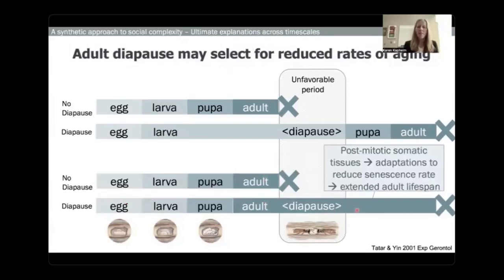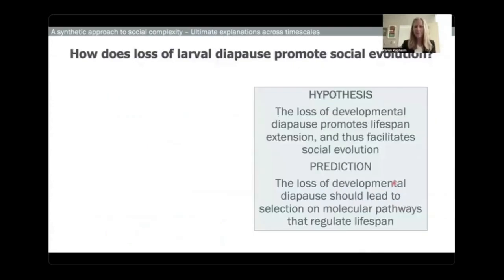So any sort of cellular damage that builds up during diapause, those individuals are stuck with that. All adult holometabolous insects are postmitotic. They will no longer generate new cells. And so this led Tadar and Yin to hypothesize that insects that diapause as adults should be under strong selection to reduce their senescence rate, to have a way to mitigate any sort of cellular damage that builds up during diapause, thereby leading to an extended adult lifespan, which is key for eusociality.